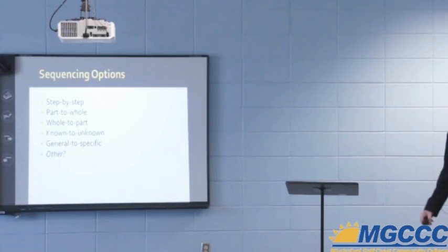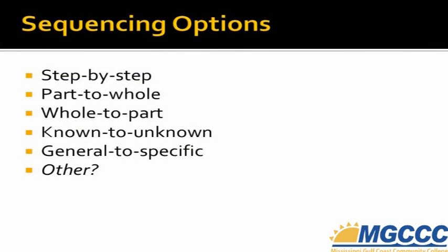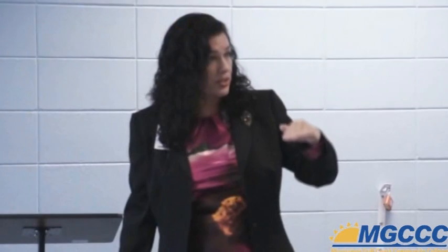Sequencing options. Step by step is how you do yours. And I would think math course, that would be perfect. It's like making a cake. Here's the directions. You've got to follow them step by step. And if you vary, you're going to end up with a big flop. You're not going to end up with a cake. So you've got to follow the steps to have success.